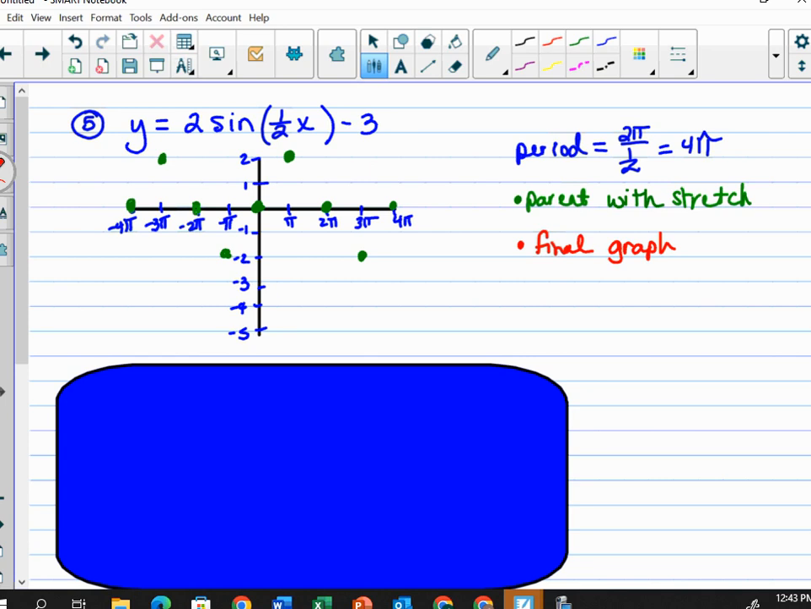I only have one more thing to do then. What's the last transformation I have? Down 3. So we're just going to move each dot down 3. And there's your graph.